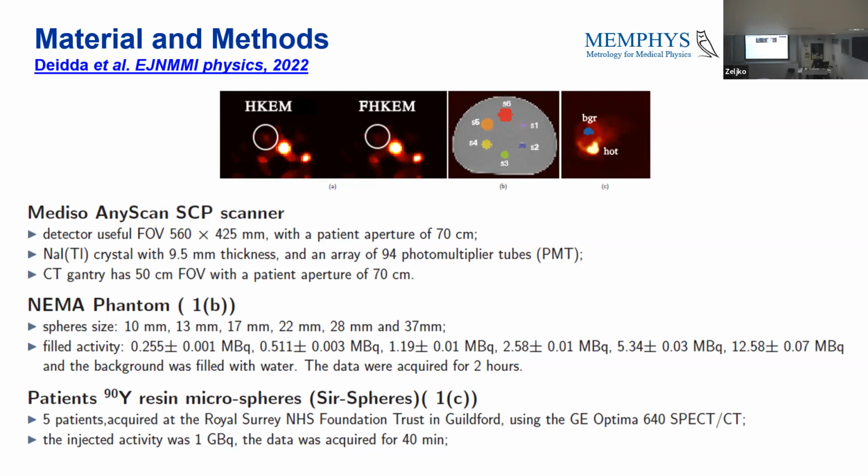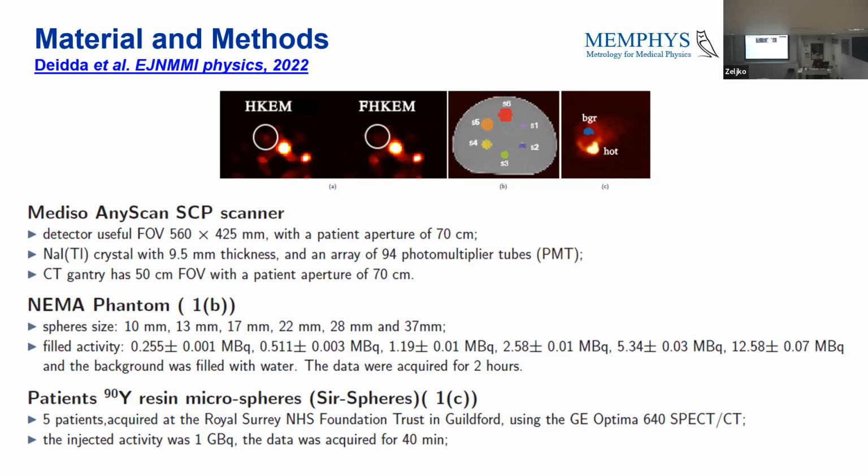And so after a few reconstructions, I realized that the HKEM, in this case using HKEM with CT information, had some artifacts at the later iterations. You can see some here, and also the smallest lesion is slightly deformed. And so this is related to the updated information in the kernel.